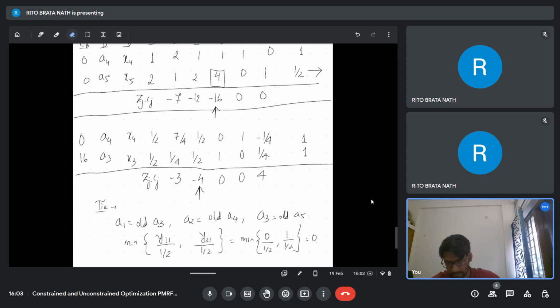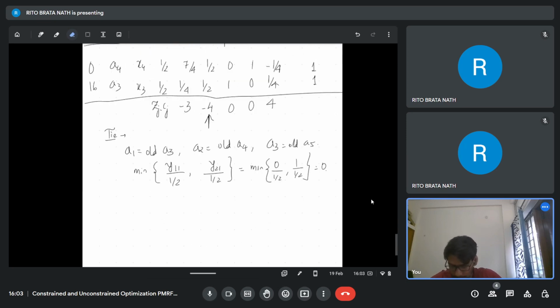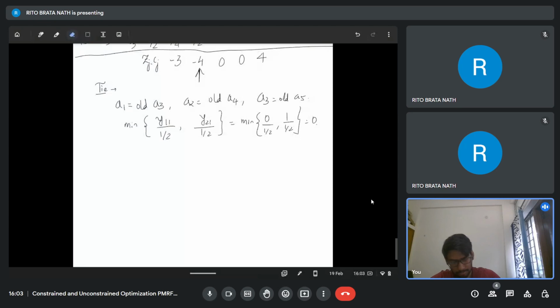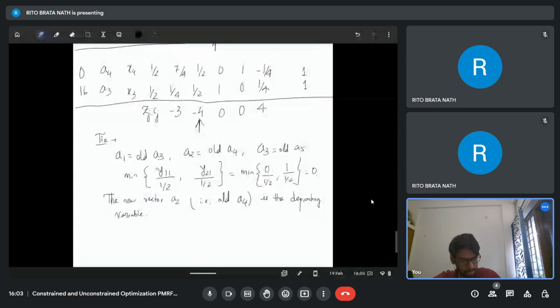Okay, so what you will have here is that the new vector A2 will be the entering one. Sorry, the leaving one. A2 or the old A4, that is old A4, as the departing variable. So that's the critical part of this problem. Now you can solve it one more time. So what will happen? This will go out.